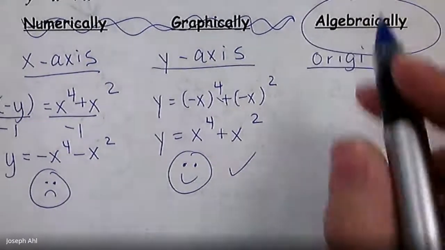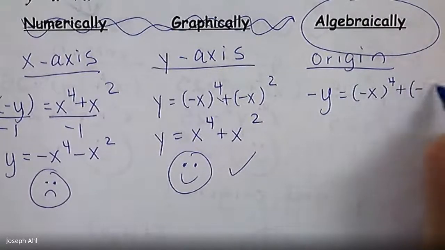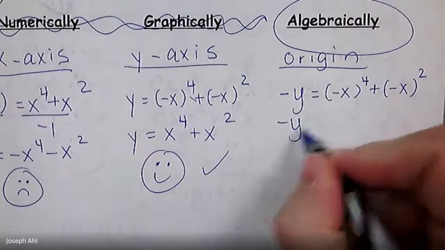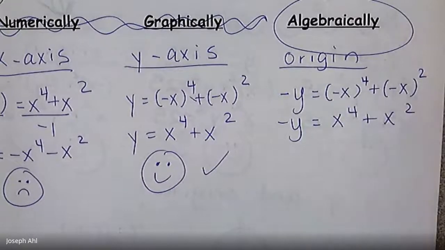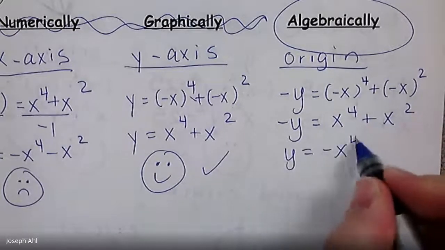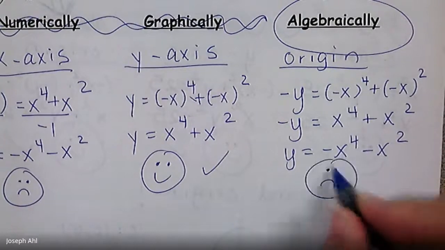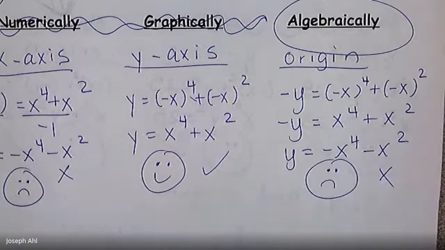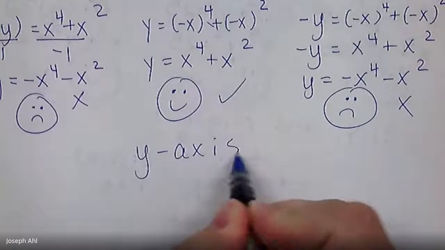All right, finally, the last test for origin. If I do negative y here and I put negative x in both locations on the other side, this becomes negative y equals, we just saw what happened here, x to the fourth plus x squared. But remember, to get y alone, just divide that -1 from both sides to get this. Oops, this does not match the original. So we don't have x-axis. We don't have origin symmetry. This one only has y-axis symmetry.